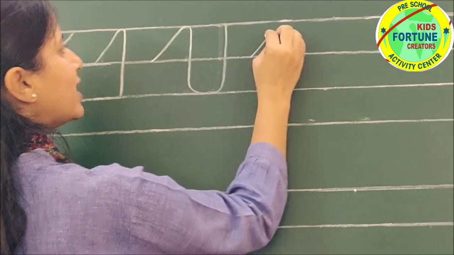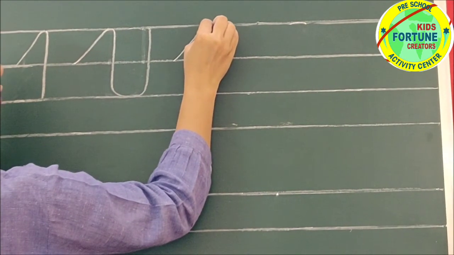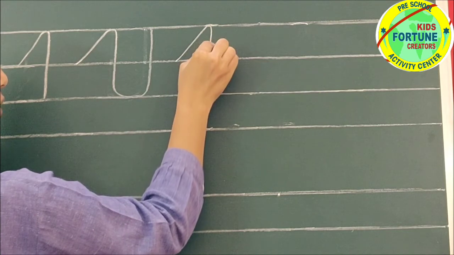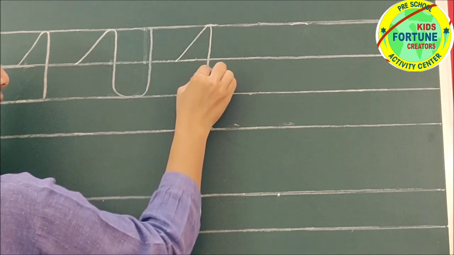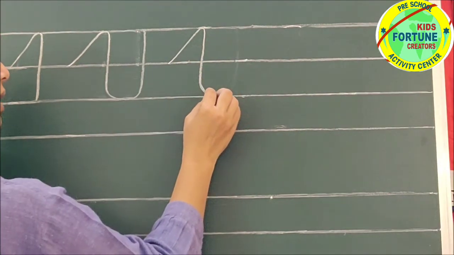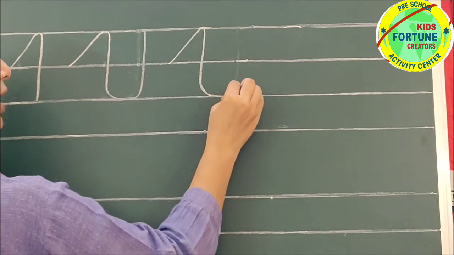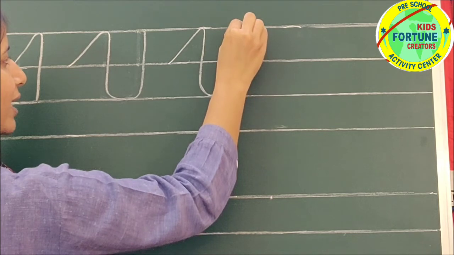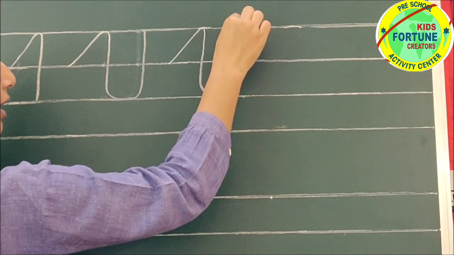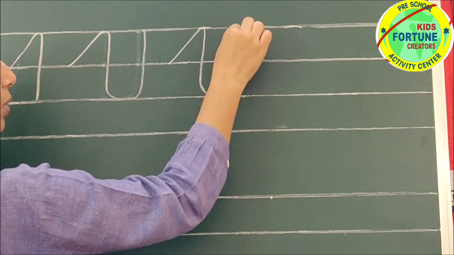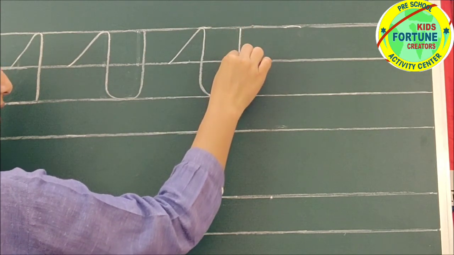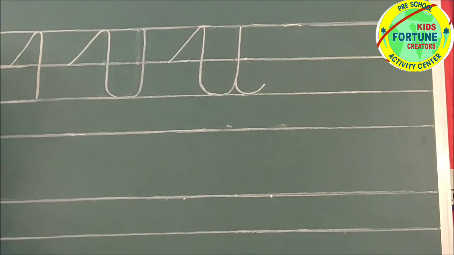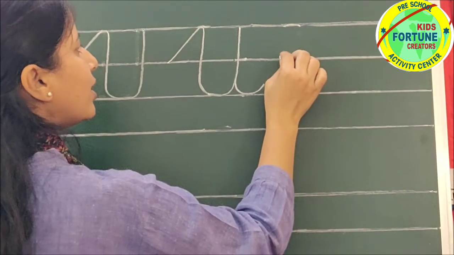Go up with slant line till top line. Make a small curve and come down with a standing line. Make a curve and go up with a standing line till top line. Now come down on same line till third line and make a tail. This is U. One time more.